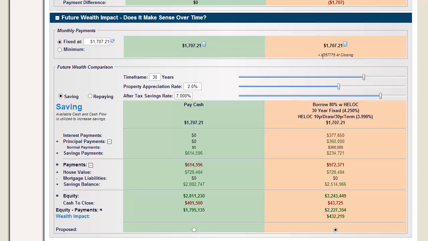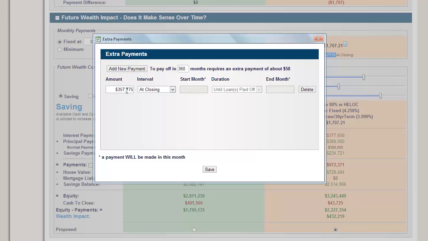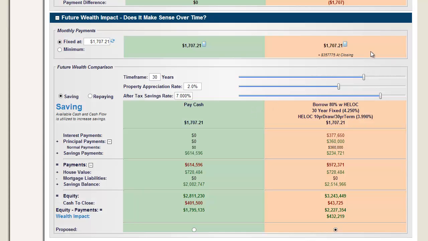So at closing, I'm able to make a $357,775 investment. I do that by just saying, let's put $357,775 at closing into a savings account, because I need to do something with that cash. Now, the time frame's 30 years. We assume the property appreciation is 2%. Let's make that 0, because it doesn't really matter. It's the same property. But the after-tax savings rate is important. And this particular financial institution said use 7%, because that's what we would use if we were doing projections on asset growth.